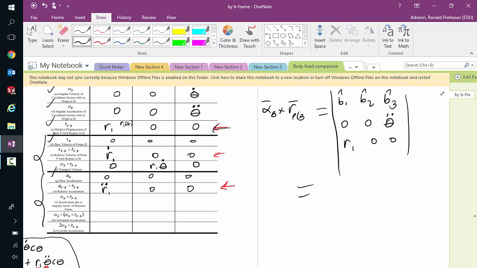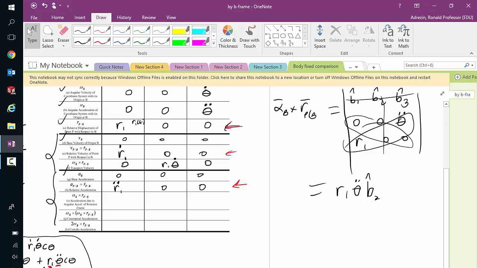Okay, I do the plus, minus, plus. So when I get to the minus one, let's say the B2, right, it's the product of this minus the product of that, but it's plus, minus, plus. It's R1 theta double dot B2. Practice it. Come see me. Find somebody's YouTube video on it. Whatever you like. So that becomes 0, R1 theta double dot under the B2 column and 0.